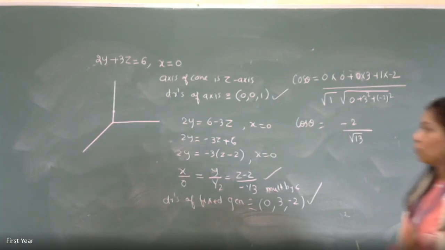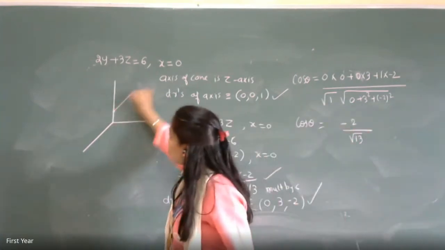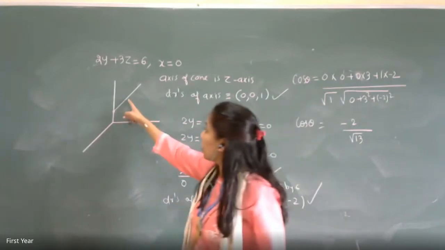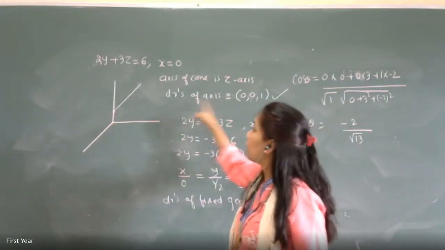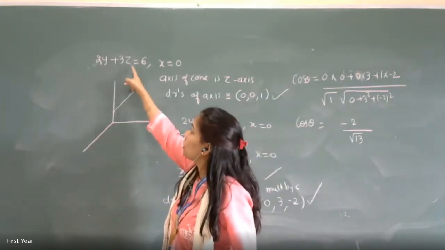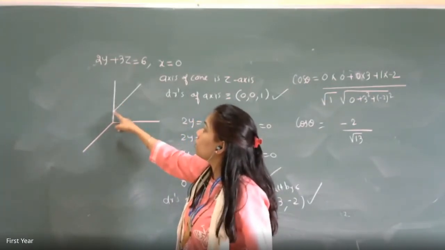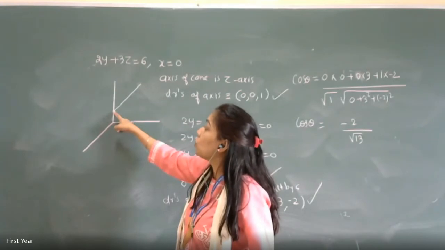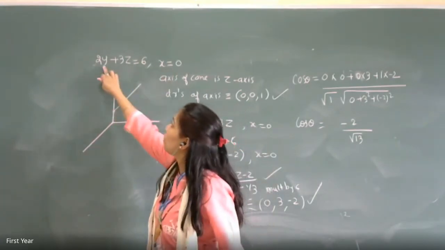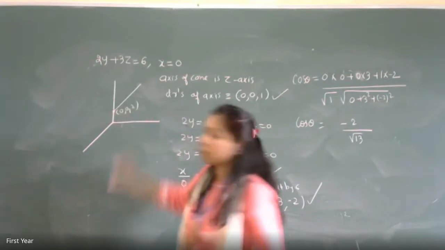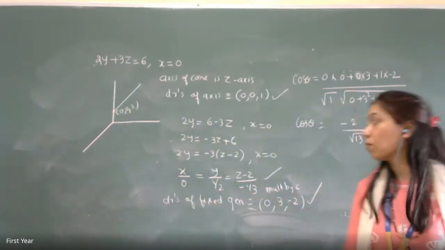Yes, ma'am. How do we get the vertex? Vertex is the intersection of the generator and the axis. So what is your axis? The axis is the z-axis. And one of the generators is this one. So if I want the intersection of the z-axis and this, what is the equation of the z-axis? y and x are 0. So put x is 0, y is 0, z will be 2. So your vertex is 0, 0, 2. The vertex is this. Is it okay?